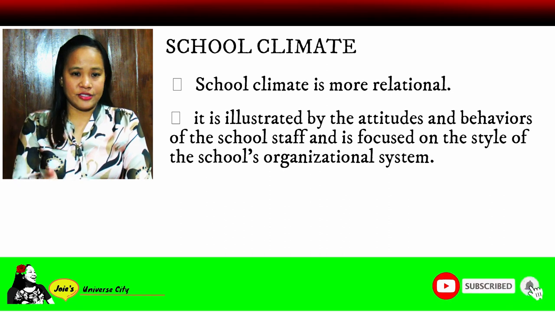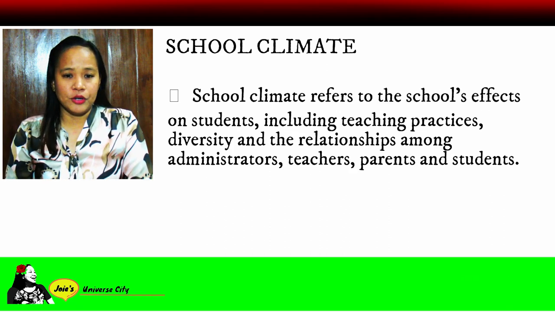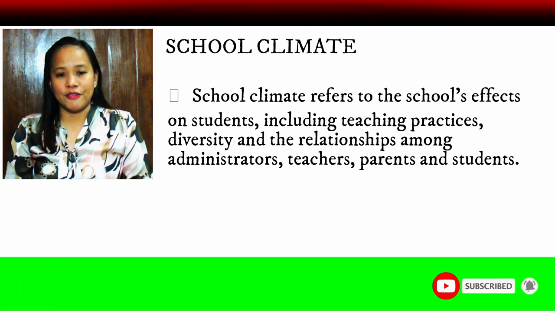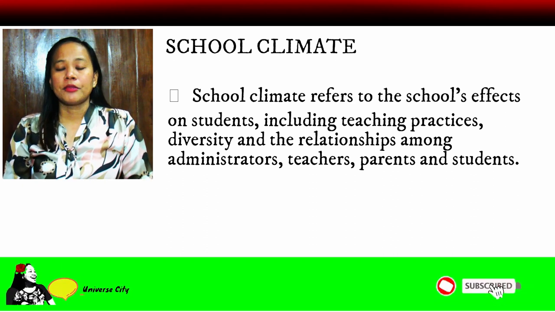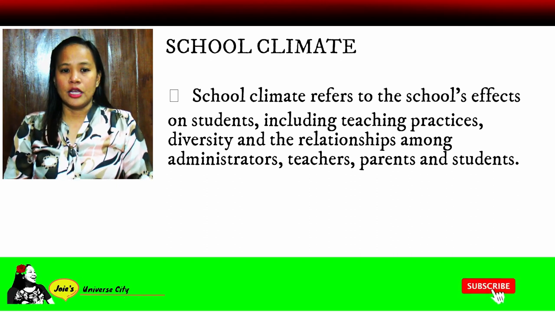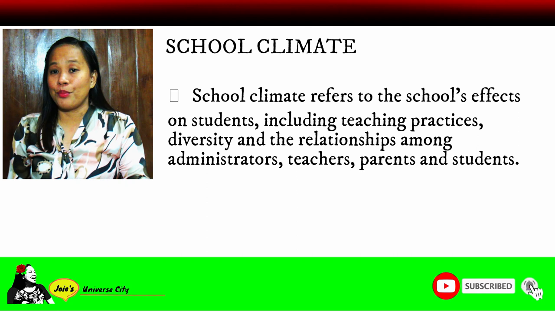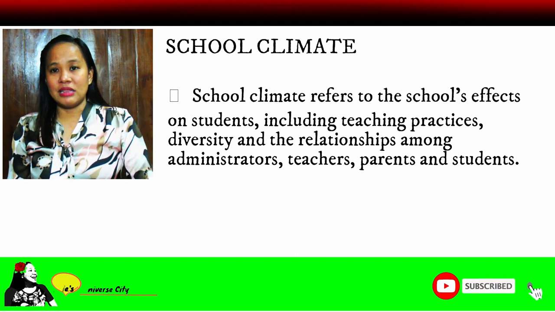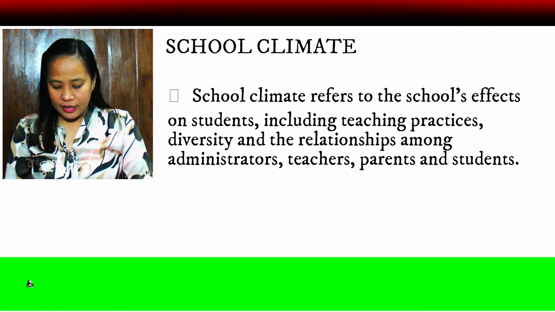That is why it says there, school climate refers to the school's effects on students, including the teaching practices, the diversity, and the relationship between and among the members of a certain school community. So it could be about the teaching practices. It could be about the diversity, the differences, the similarities of everyone in the school community.